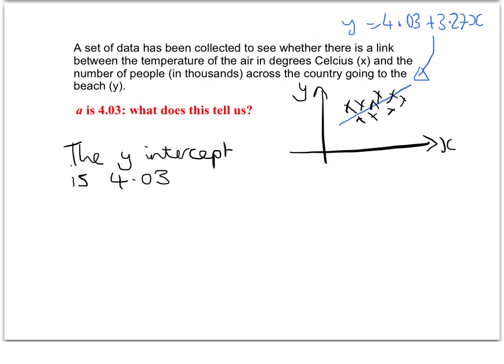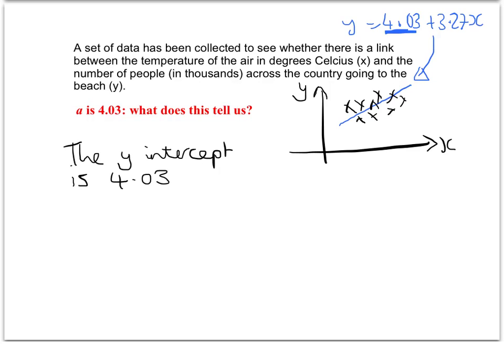Final thing that you could be asked to interpret is the value of a in the regression line. So that's the bit at the beginning here, 4.03. Same thing with the temperature and the people going to the beach. So 4.03 is the equivalent of what we would normally call plus c, it's the y-intercept.